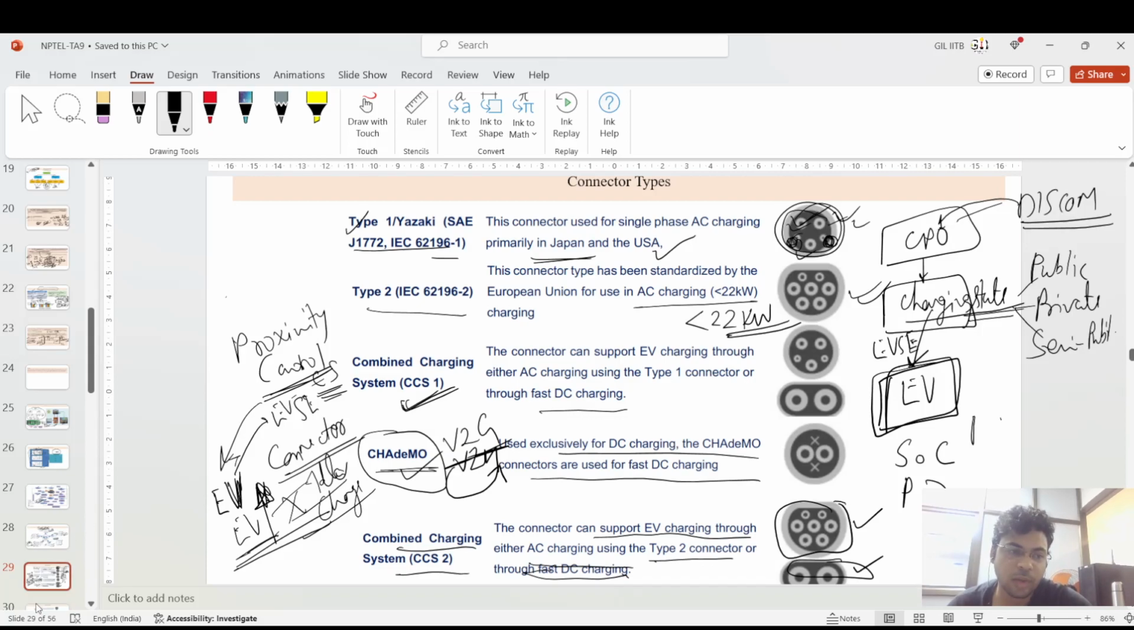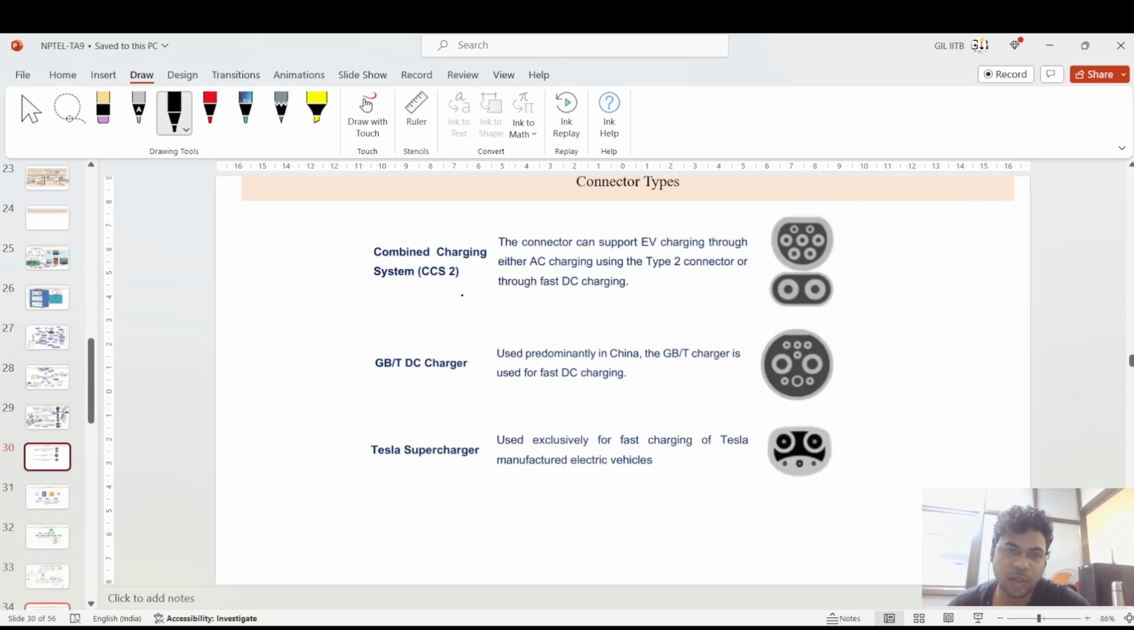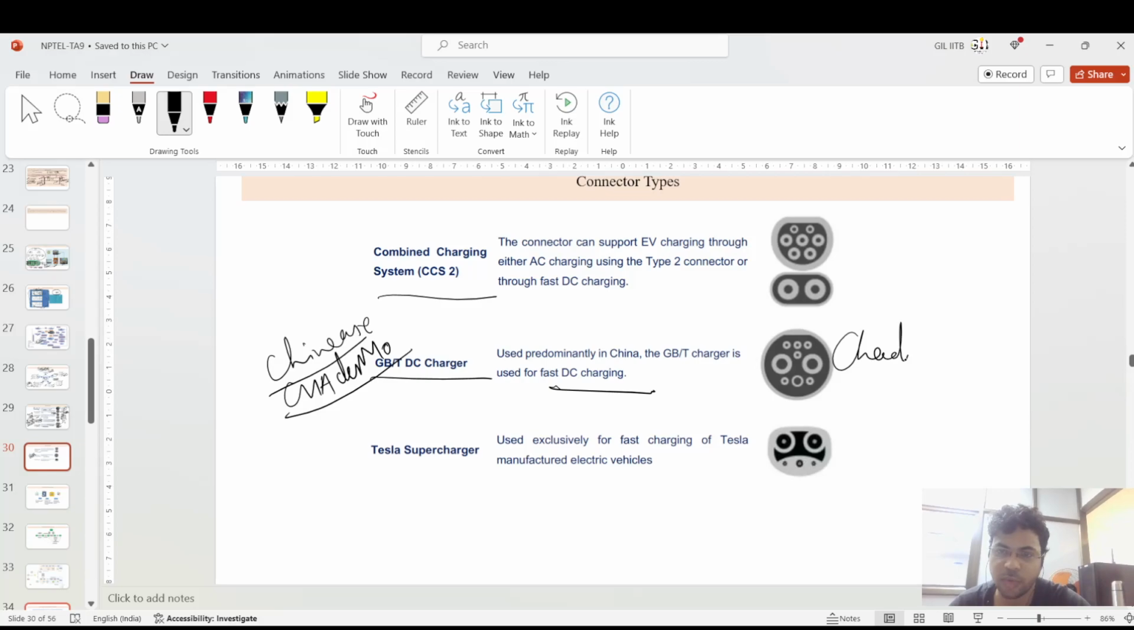If you see, there are two ports, one for the AC charger and one for the DC charger itself. And there are multiple other types of connectors: the CCS2, which is a type 2, and the GBT connector. GBT is from a Chinese company which collaborated with CHAdeMO and developed their own charger, the GBT charger, for DC fast charging. And CHAdeMO is a fast DC charger with bidirectional functionality.